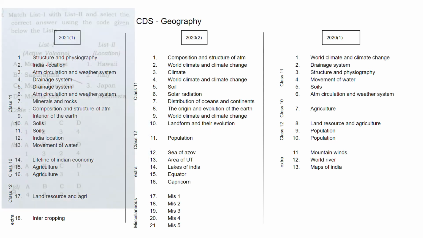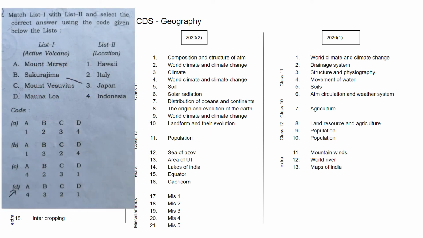Now there are miscellaneous questions. Miscellaneous questions are those which you cannot prepare from anywhere. All the three categories you can prepare. Even the extras you can prepare, but you cannot prepare for miscellaneous. Why? Let me show you with an example. For example, this question: Mount Merapi, and there are active volcanoes, and these are the locations. Now there are so many active volcanoes, you cannot learn each and every one of them.